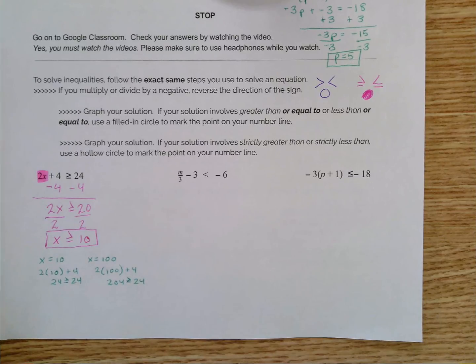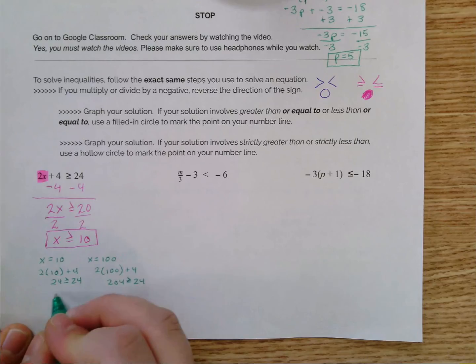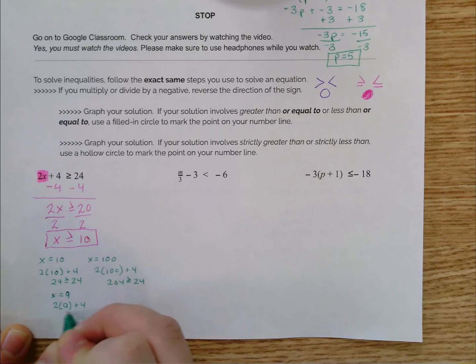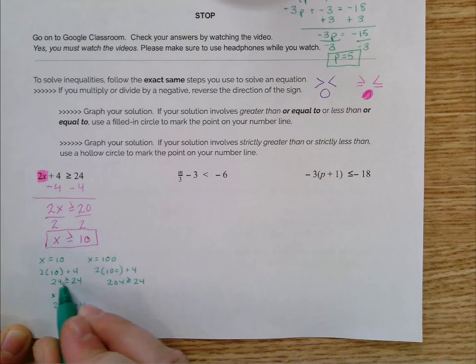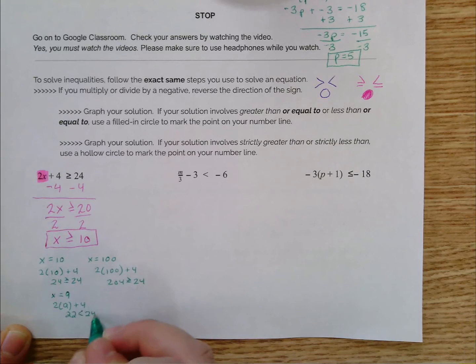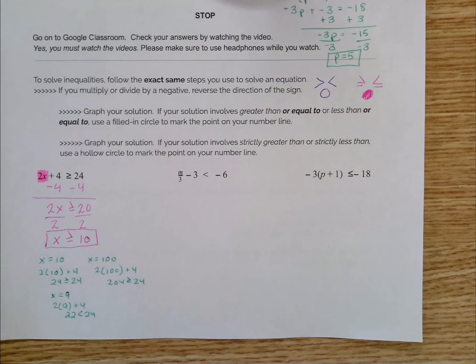If I pick any value less than 10, this will not be true. For example, if x is 9, 2 times 9 is 18, plus 4 is 22. It is not true that 22 is greater than or equal to 24. It's less than 24. So that's exactly what we're looking for.